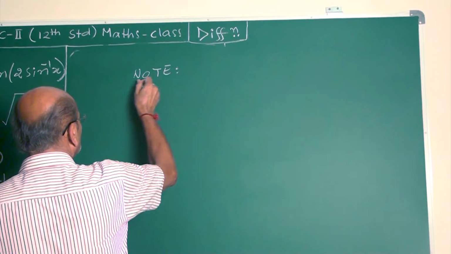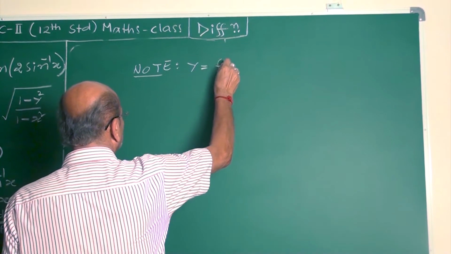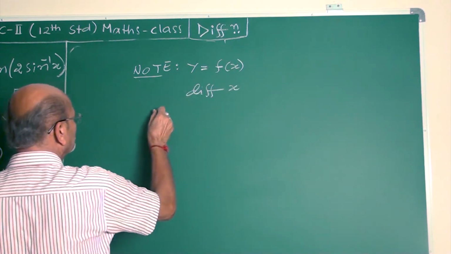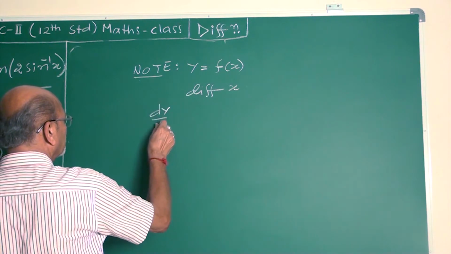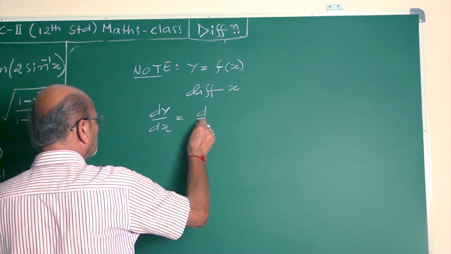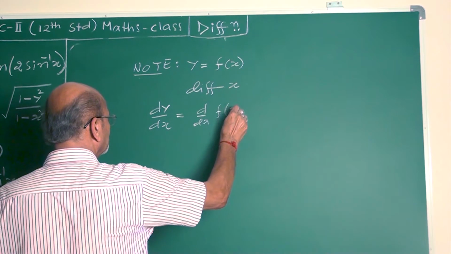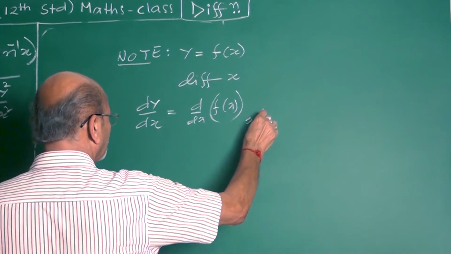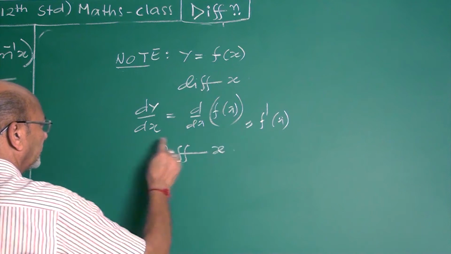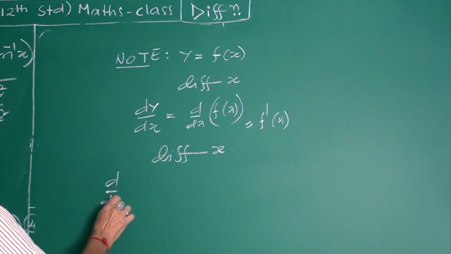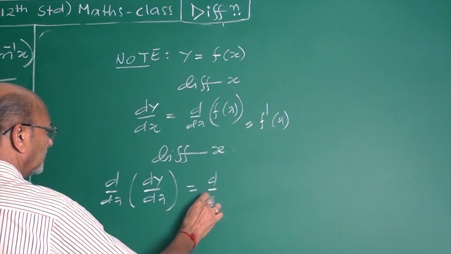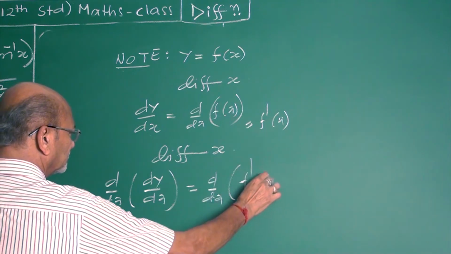Note: if y equals f(x) is a function of x, differentiate with respect to x. The derivative of y with respect to x is dy by dx equal to this. It is a derivative, meaning d by dx of f(x), which is f dash x. Differentiate again with respect to x. It is d by dx of the first derivative dy by dx, which equals d by dx of f dash x.